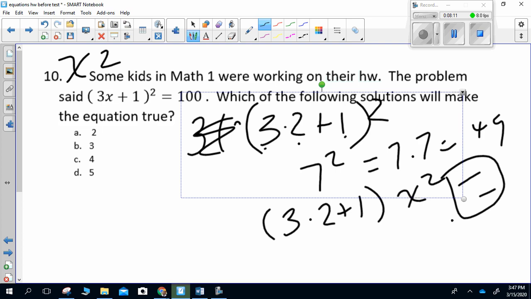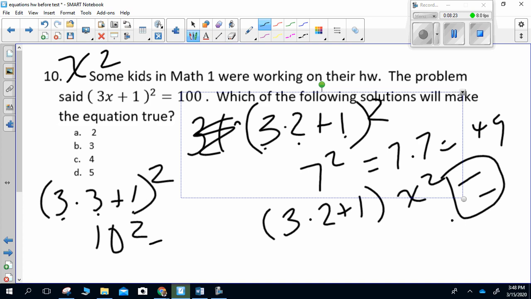All right, choice B. 3 times 3 plus 1, the quantity squared. So 3 times 3 is 9, plus 1 is 10. 10 squared, that's 100, so that's the solution. It's B.